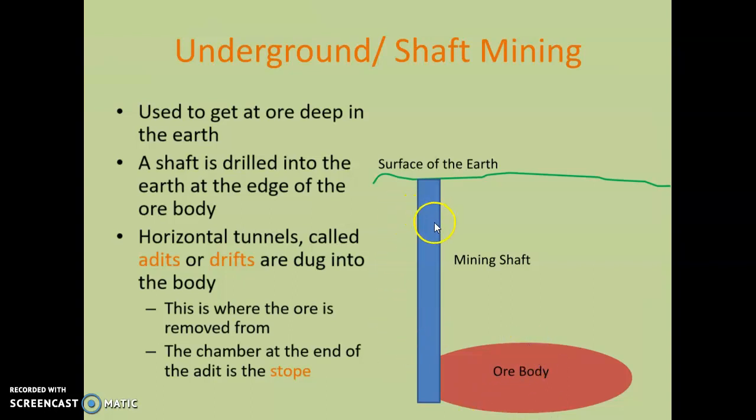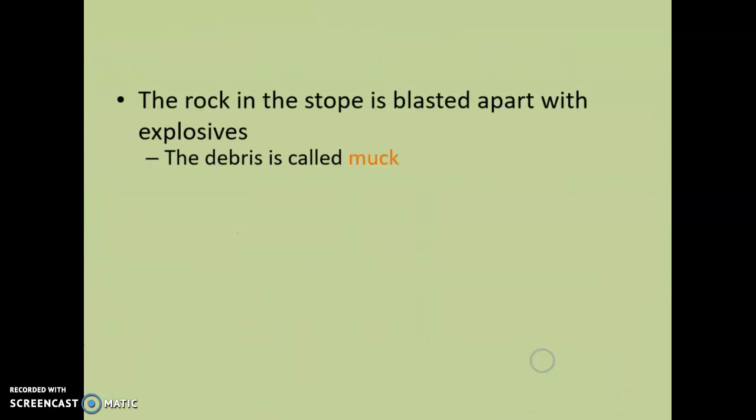Now what they're going to do at that point is, once they're in here, they're going to dig horizontally this way, and the tunnels that they create are called adits or drifts. It's an adit if it goes this way, and it's a drift if it goes this way. If it connects two adits, it's called a drift. At the end of the adit, they're going to be digging, and the little chamber that they're digging in is called the stope.